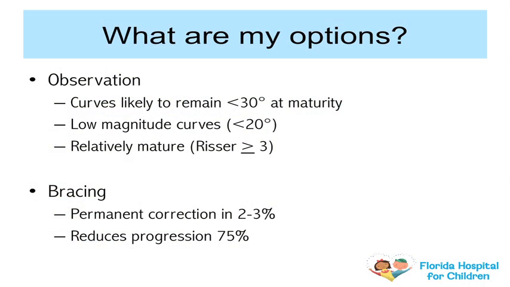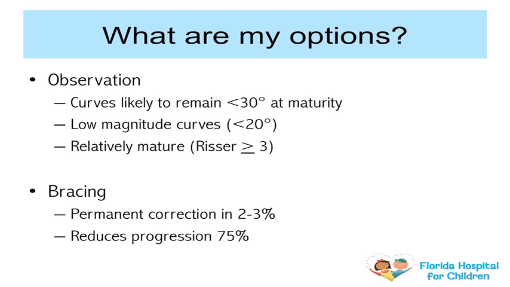So, what are our options? Well, there's really 3 choices. You can observe and do nothing and watch. And those really are reserved for children with curves which are small and which are likely to remain small up until skeletal maturity. You can also observe those children who've got curves which are low to begin with and watch them as they get older. The third would be those children who are relatively mature where there's not a lot of growth left in their back. Because of that, there's a relatively low risk that their back will get worse as they get older.